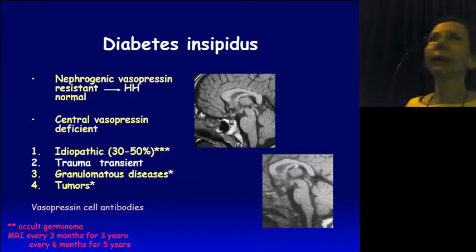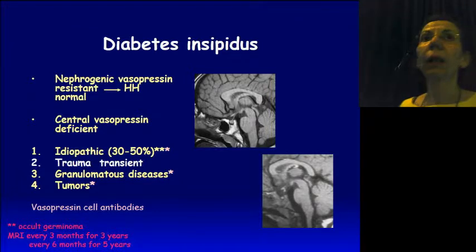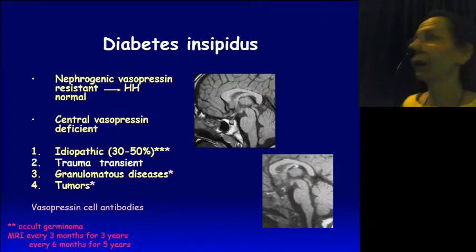Let's go now to diabetes insipidus. Diabetes insipidus is characterized by lack of secretion of antidiuretic hormone. You may have nephrogenic, which is vasopressin resistant. It is a problem at the level of the kidney, and here the hypothalamo-pituitary axis is absolutely normal, and you see in a well-hydrated child the bright signal intensity of the posterior lobe. It is very important to hydrate the child correctly. Otherwise, you miss the high signal intensity and you say, okay, this is compatible with diabetes insipidus.